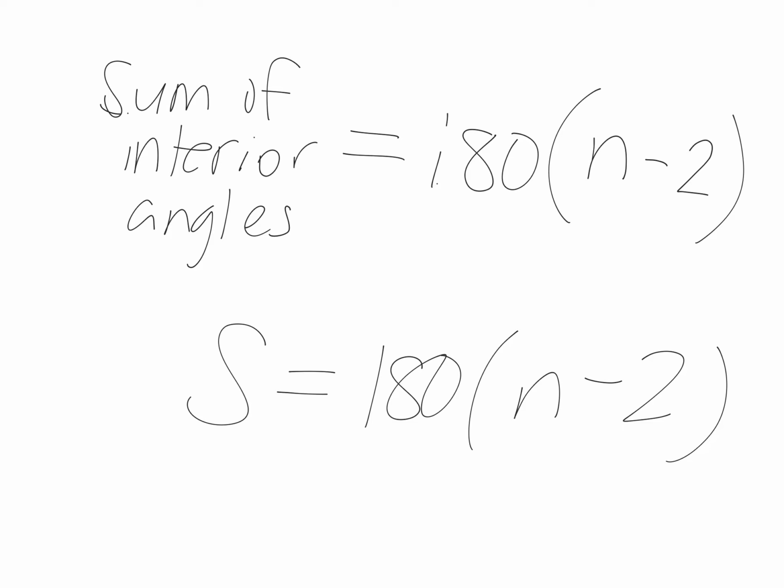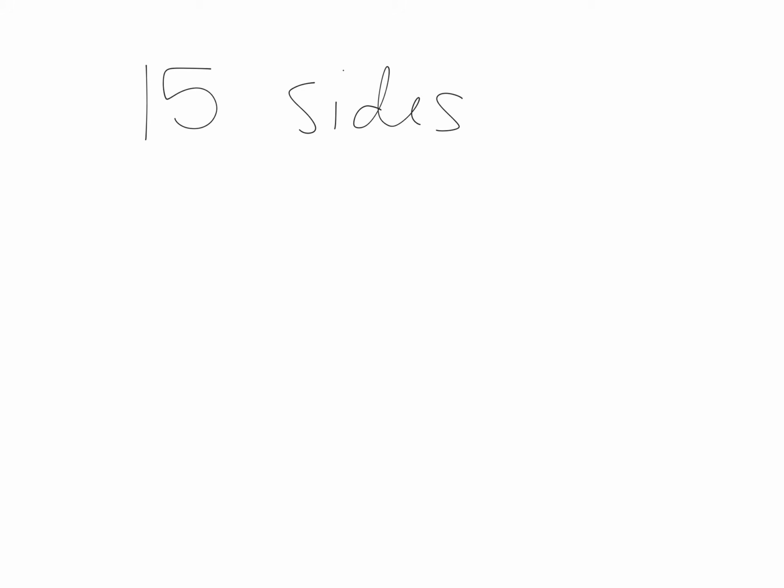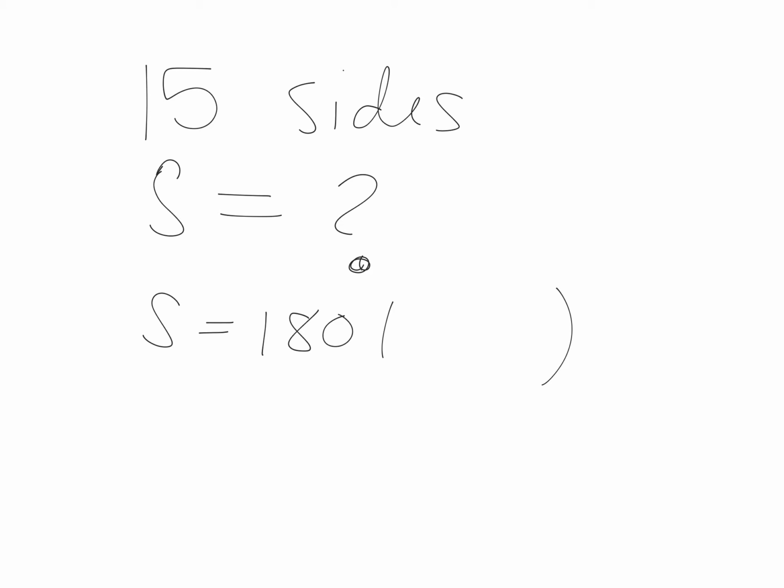So, let me ask you, if the shape has 15 sides, a 15-sided shape, and I ask you what is the sum of the angles inside that shape going to be equal to? How would you calculate the sum of the angles? Yes? 180. Yeah? Times. What's the number of sides? 15. Yeah, and then what do we have to do with that? Minus 2. Minus 2, good.